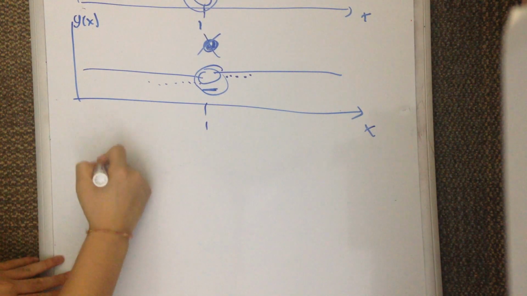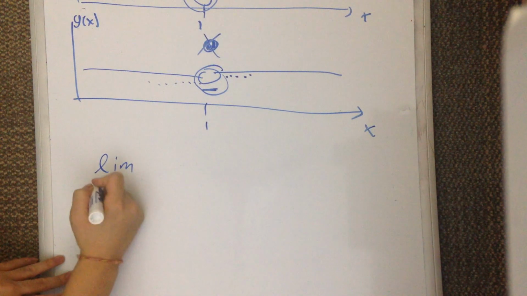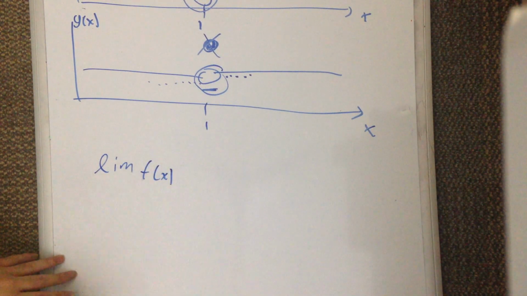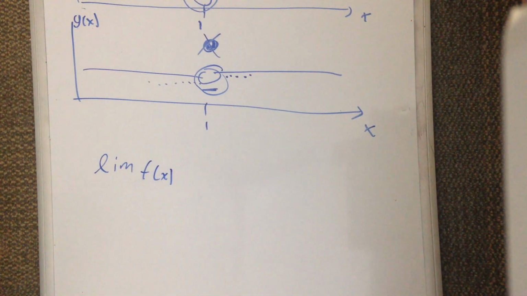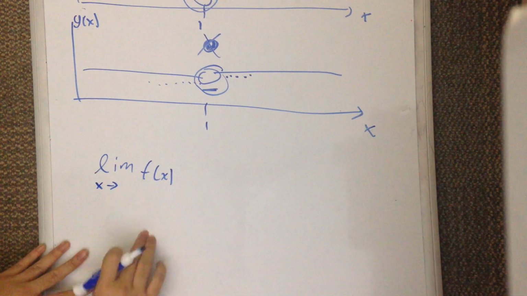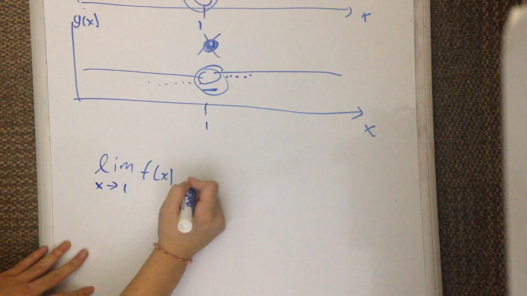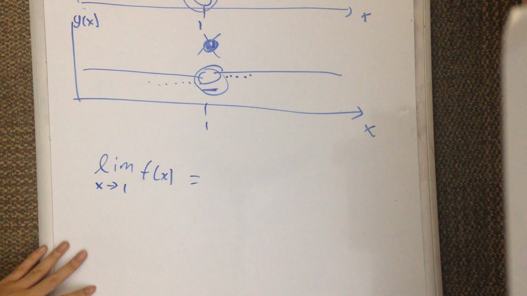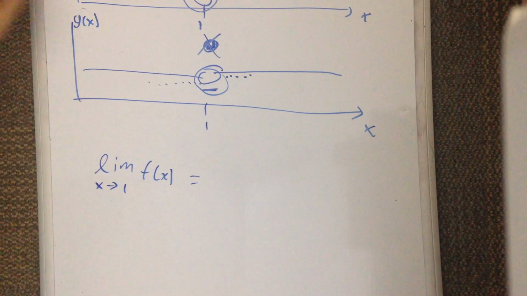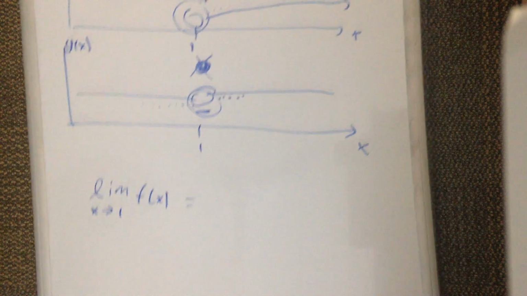The limit of f of x, or g of x in this case, as x approaches a number, which in this case is 1, is equal to... Does not exist, for f of x. So let's go back to f of x.